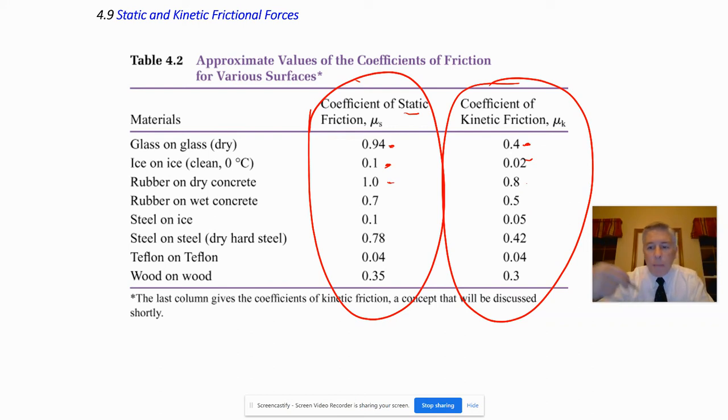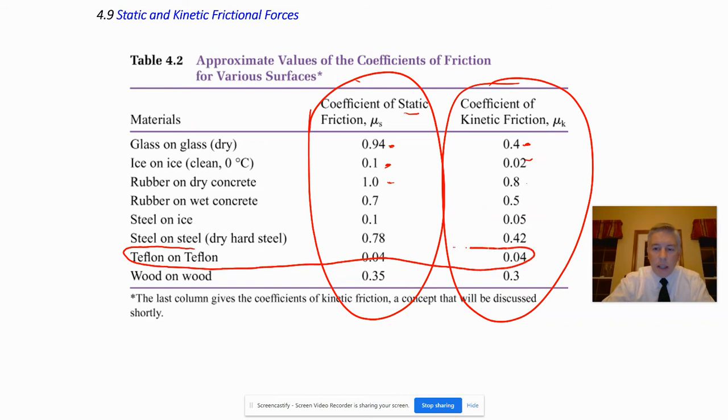Now, occasionally they might be equal to each other. If you notice this Teflon on Teflon, Teflon is in the no-stick pans that you put that makes it so nothing sticks to it, that everything slides really well, that they have the same value. And wood on wood, they're almost the same value. But typically, kinetic is smaller than static friction.